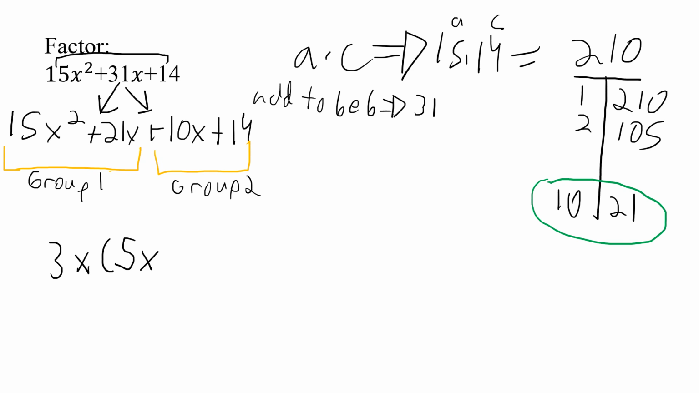What about 21x? 21 divided by 3 would be 7. And by the way, I'm keeping it plus because it's positive. Everything's still positive here, guys. And x divided by x is just 1, so we don't have to write that.